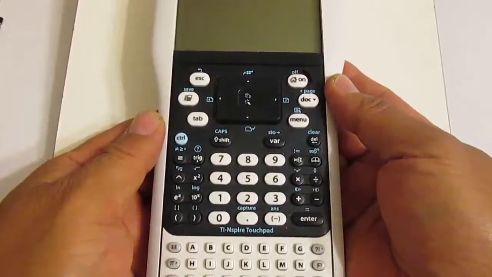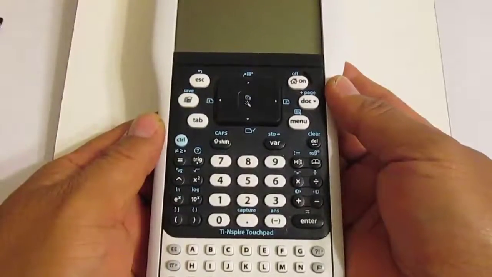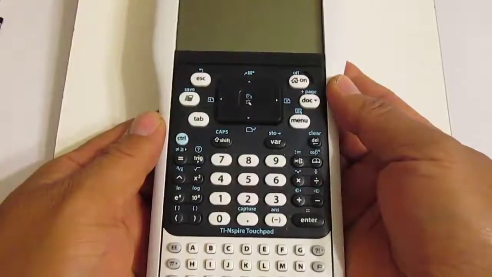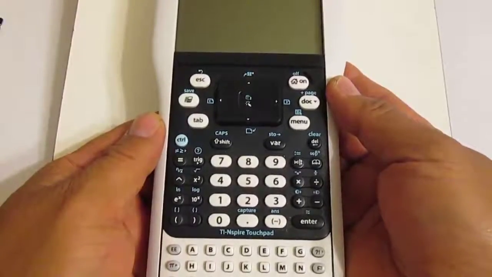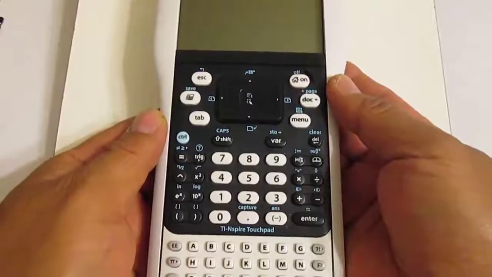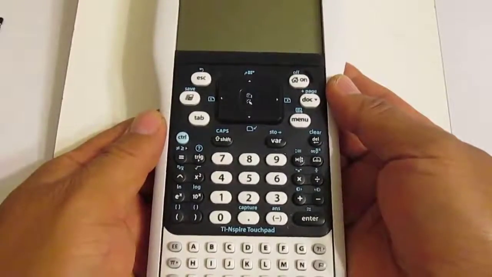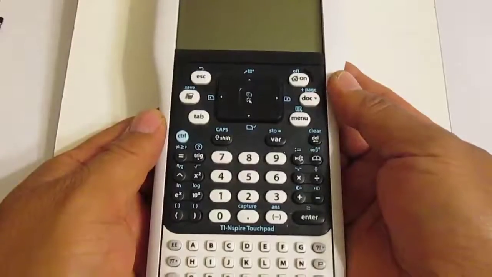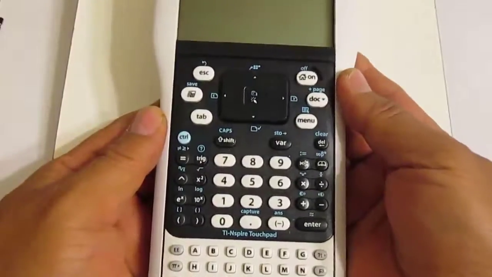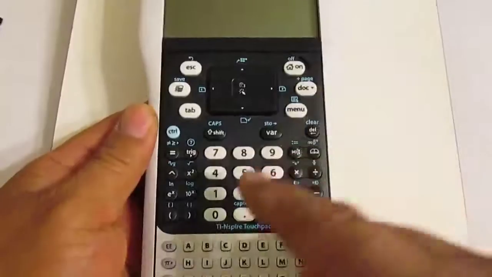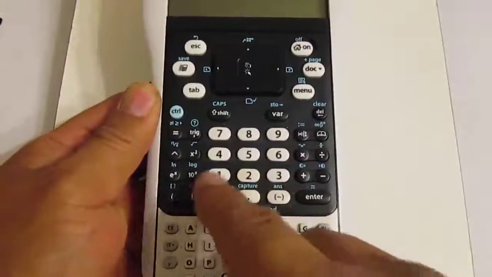And there was a constant sound of fax. You know how it sounds when you call someone and a fax machine comes on and you hear that high pitch noise. That's what I was hearing from this calculator, right around this region.